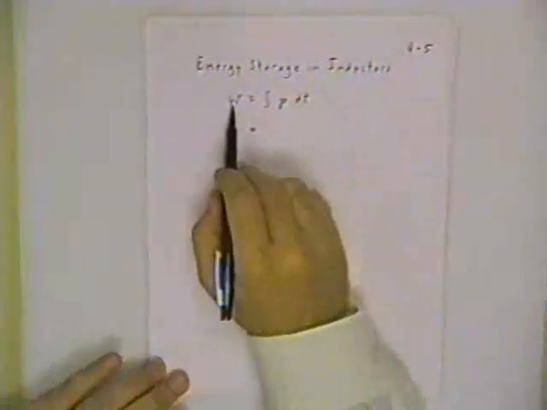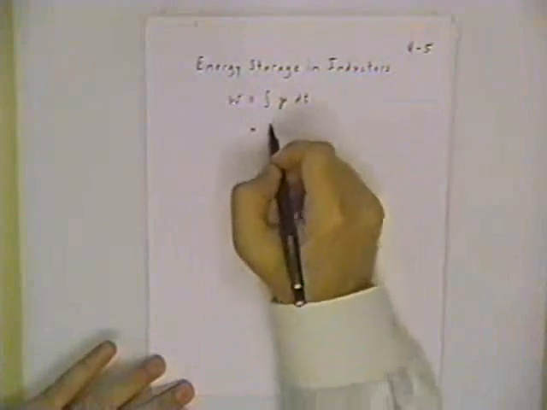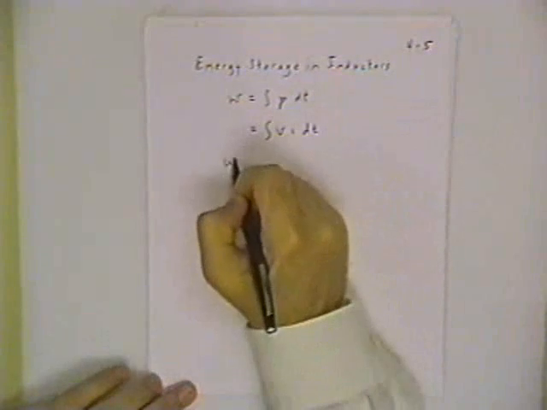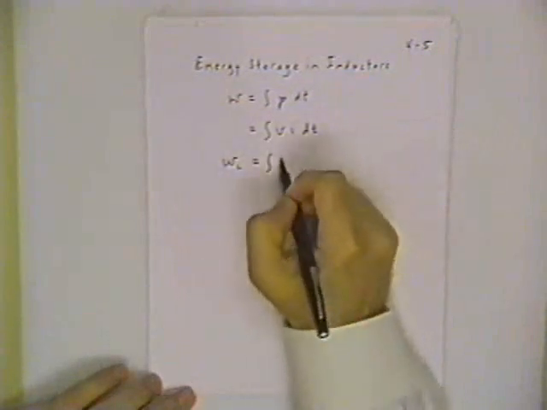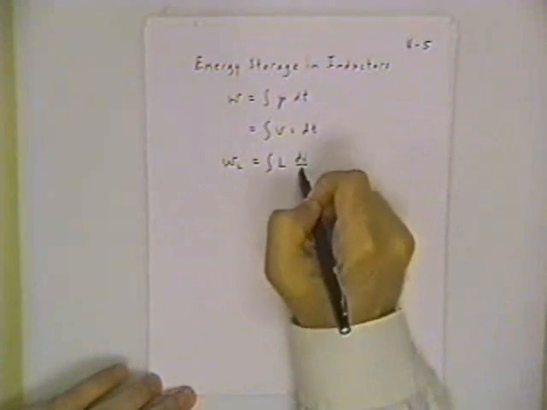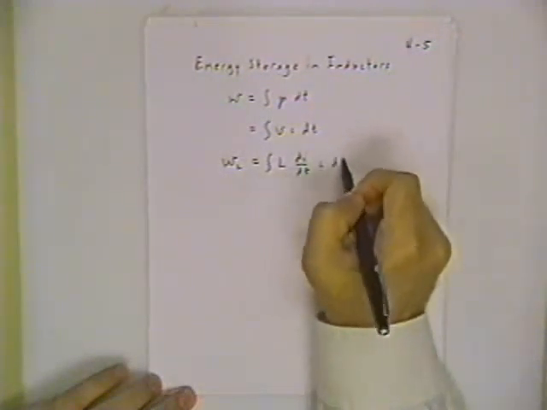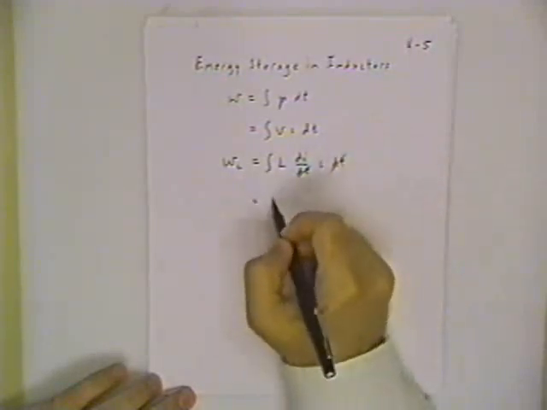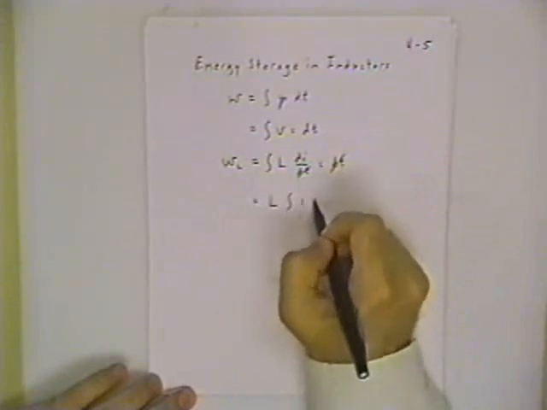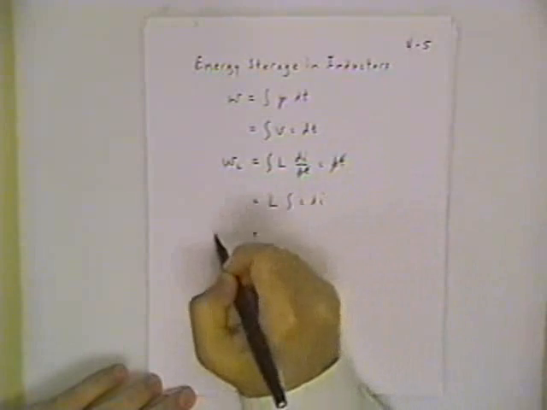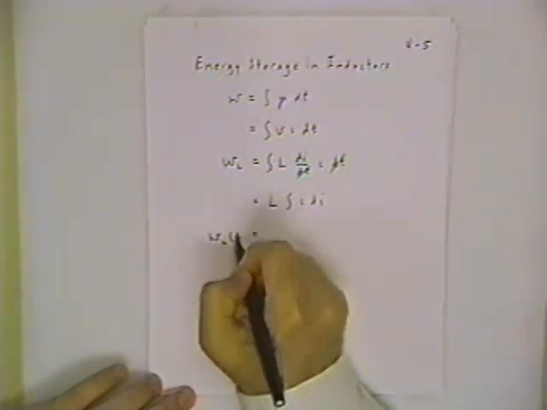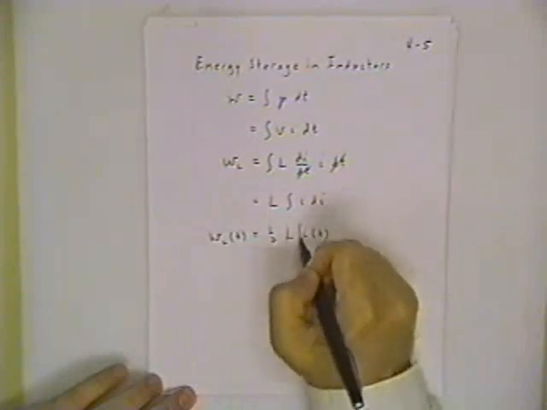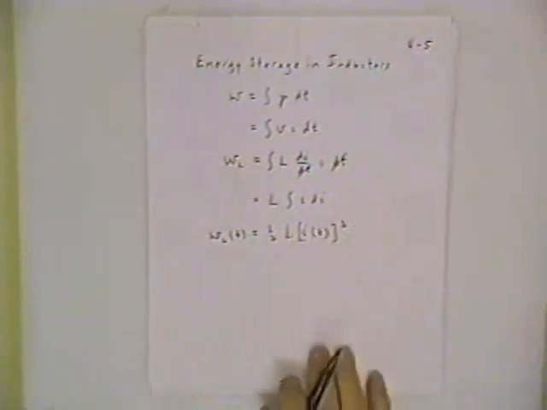You start off with the expression from basic physics that energy is the integral of power. It's the integral of V times I dt. For an inductor, you would have voltage is L di/dt. And again, with a nod to the mathematicians, we say that's a valid step. And we have L times the integral of I di. Final result, energy storage in an inductor is 1/2 L times I of t squared.